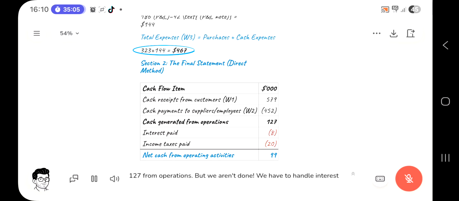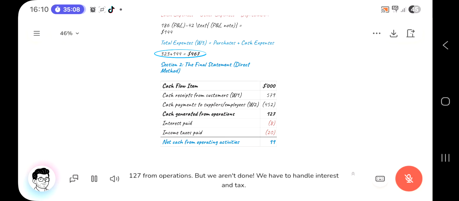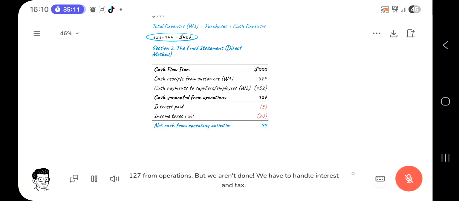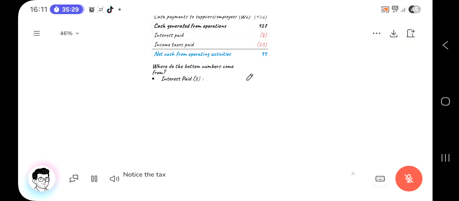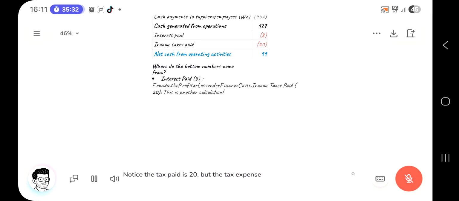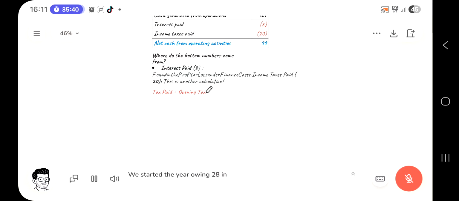But we aren't done. We have to handle interest and tax. Notice the tax paid is 20, but the tax expense in the P&L is 31. This is because what we owe in tax isn't always what we pay in cash during the year. We started the year owing 28 in tax, added the new 31 expense, and since we still owe 39 at the end, we must have paid 20 in cash. Does that tax calculation make sense?